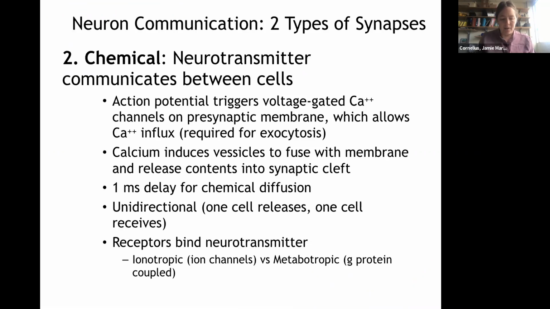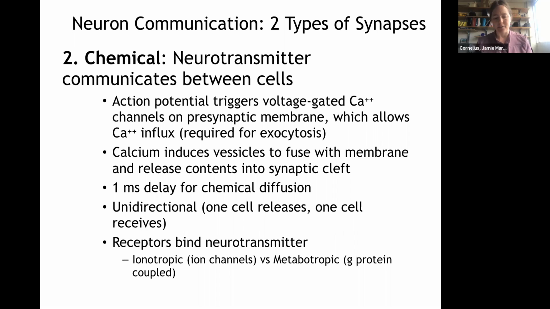Okay, so the other kind, and the kind that we'll talk a lot about, are chemical synapses. And these are the synapses that use neurotransmitters to communicate between the two cells. So in this scenario, an action potential triggers voltage-gated calcium channels to open in the presynaptic neuron, and that's going to induce exocytosis to happen out of that cell. And we're going to go over that in a minute.